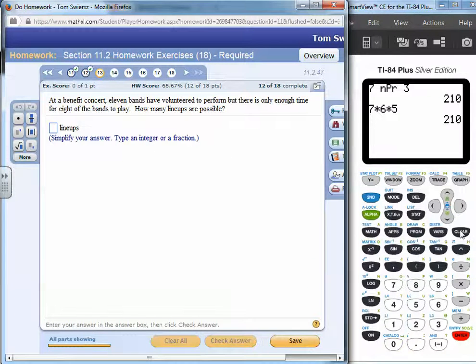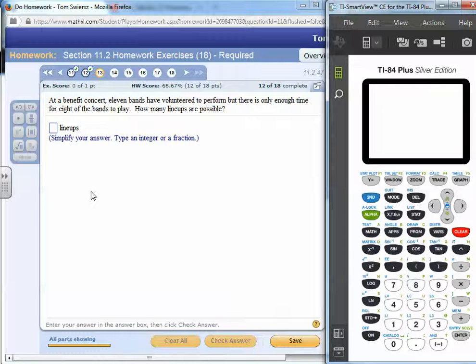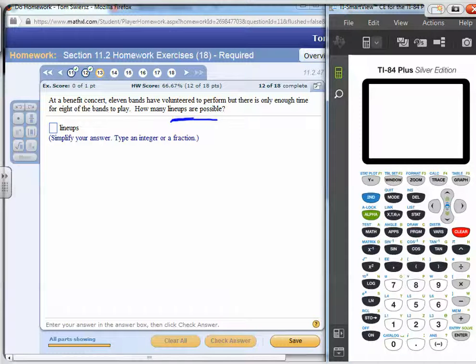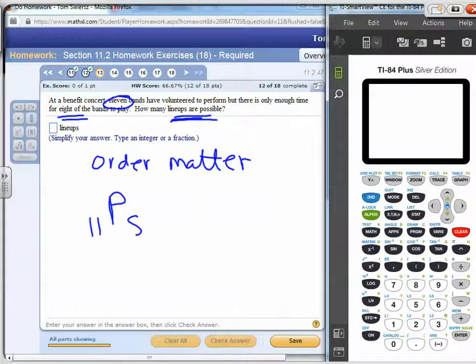All right, number 13. At a benefit concert, 11 bands have volunteered to perform, but there's only time for 8 of the bands to play. How many lineups? Again, lineups means how many different orders. So again, order does matter, so it's a permutation. So capital P for permutations, we have a total of 11, and there's only room for 8, so we're going to select 8. So 11P8 is going to be 11 factorial over 11 minus 8 factorial, which is 11 factorial over 3 factorial. So this one, you're going to have to multiply more numbers.